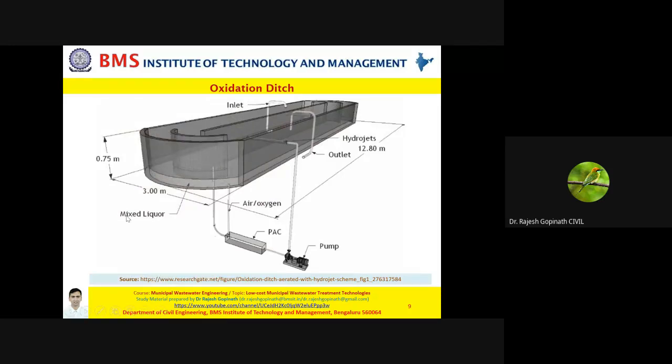So the moment you see mixed liquor, it's referring to MLSS. When you say air and oxygen, it refers to the aeration process. All right, now this oxidation ditch, as I told you, is a modified form of your ASP. Essentially, this oxidation ditch is a mechanical secondary treatment system. So I am not talking about tertiary treatment. It is still a secondary treatment that I am dealing with.